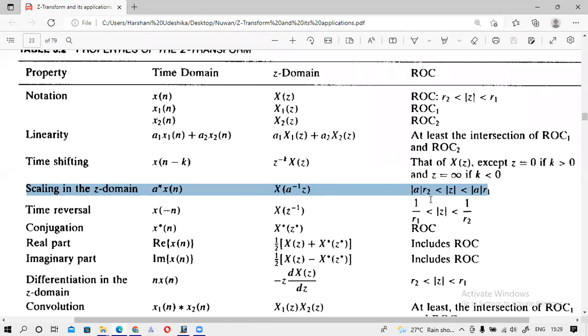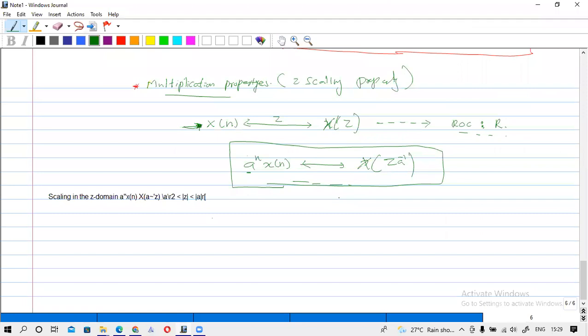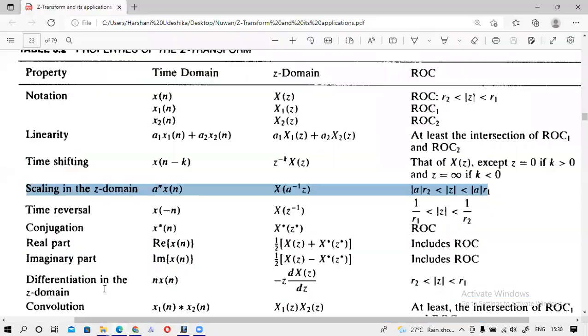So you can see the region. The ROC will be this. Okay, ROC will be this.